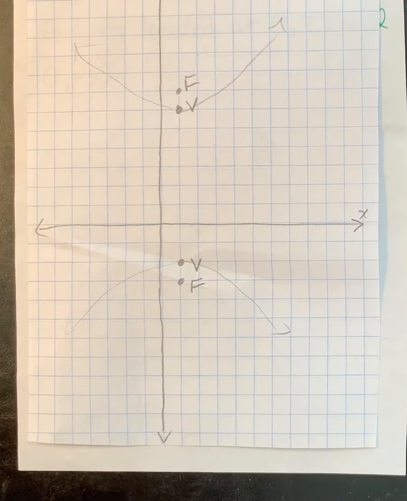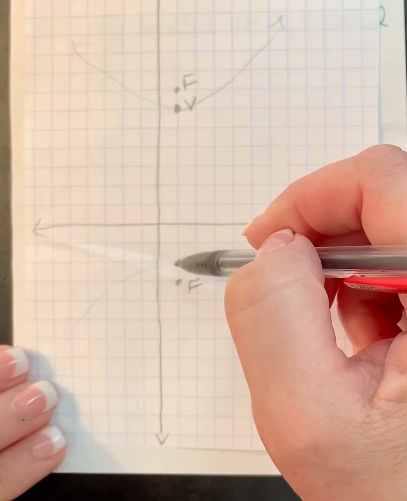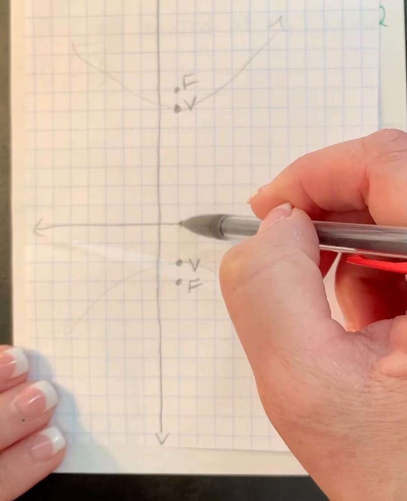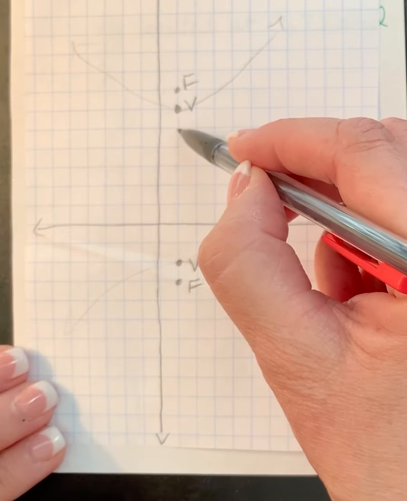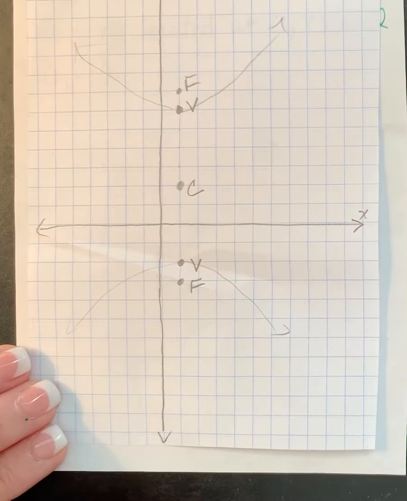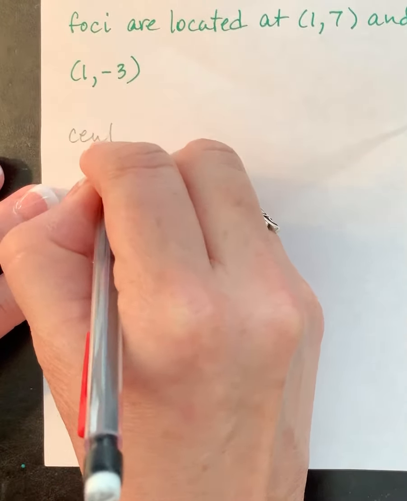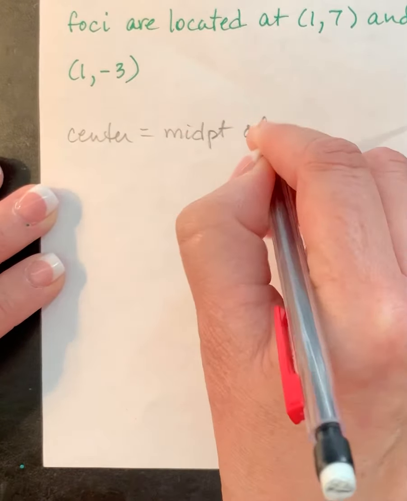All right, so where's the center? Well, if you have a really nice graph, you can just find it. It's going to be exactly in the middle between these points. So you could probably count 1, 2, 3, 4, 5, 6, 7, 8. They're 8 spaces apart. So half of that, 1, 2, 3, 4. Here's where your center is going to be. Okay, now you can also do the midpoint. Okay, the center is at the midpoint of the vertices.